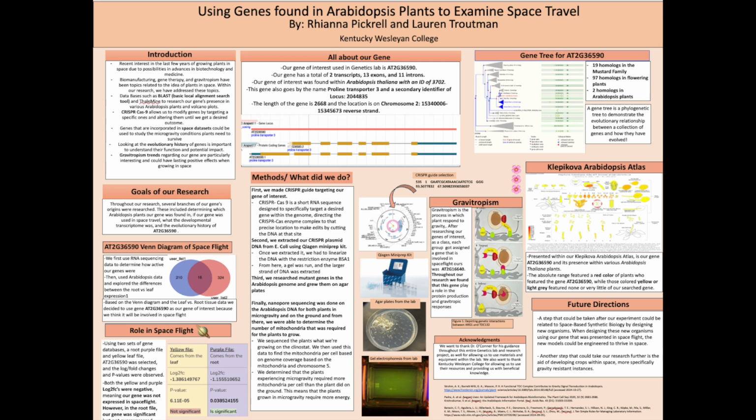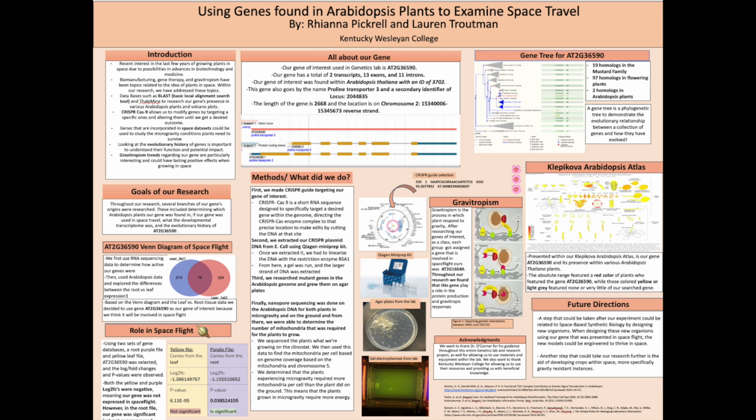Using genes found in Arabidopsis plants was used to examine space travel and lots of other cool little things. Recent interest in growing plants in space has emerged due to potential advances in biotechnology and medicine, with particular focus on biomanufacturing, gene expression, and gravitropism. Our research addresses these topics by utilizing databases such as BLAST and Thalemine to investigate the presence of specific genes in various Arabidopsis plants.